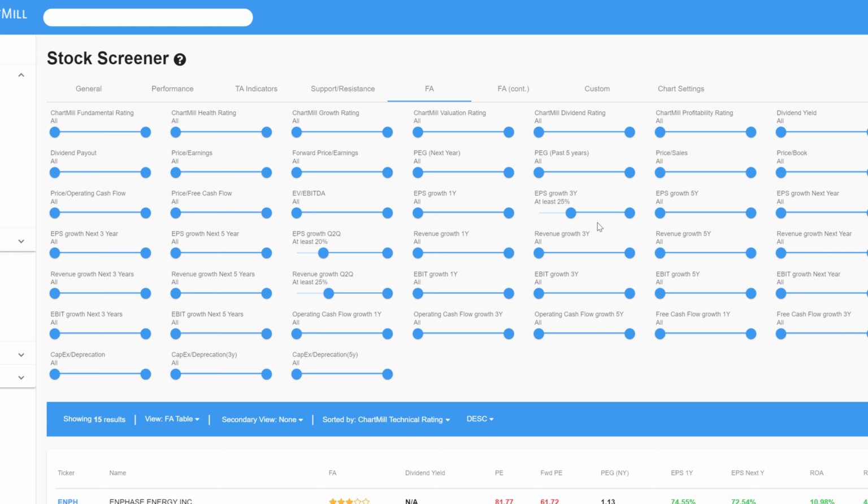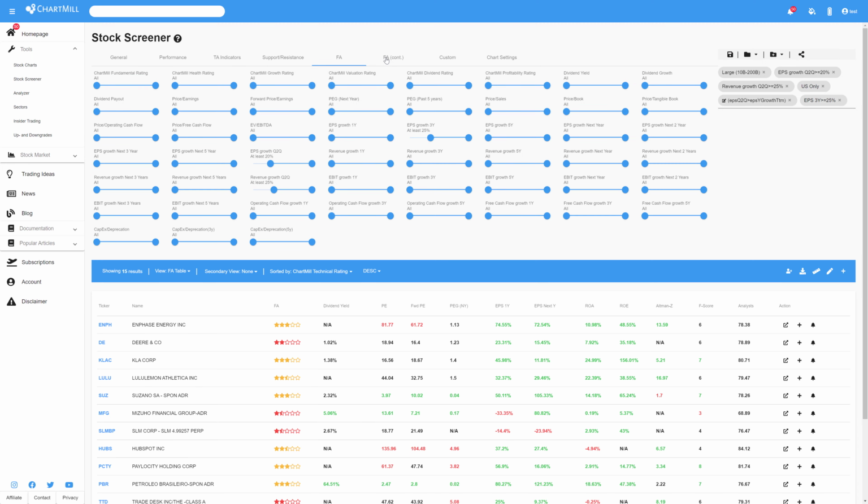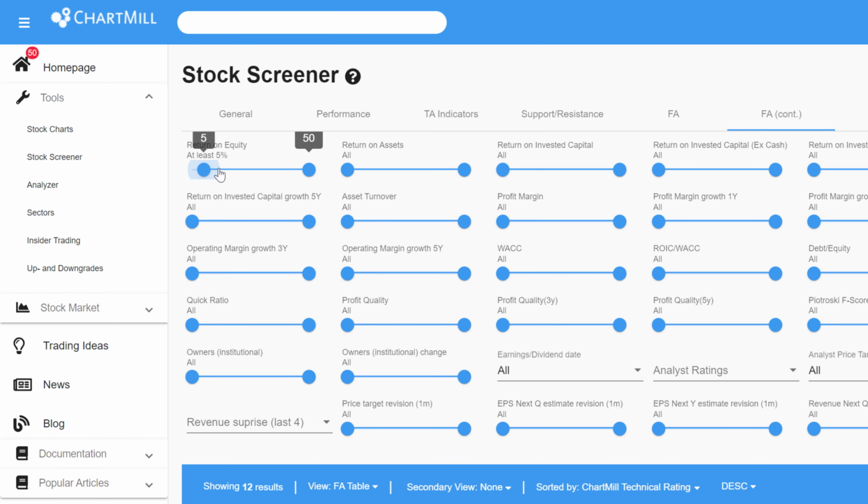Besides this, we also need a company to be profitable. O'Neill advises to use the return on equity number here. The higher the number, the better, but we added a filter which requires the return on equity at least 10%.